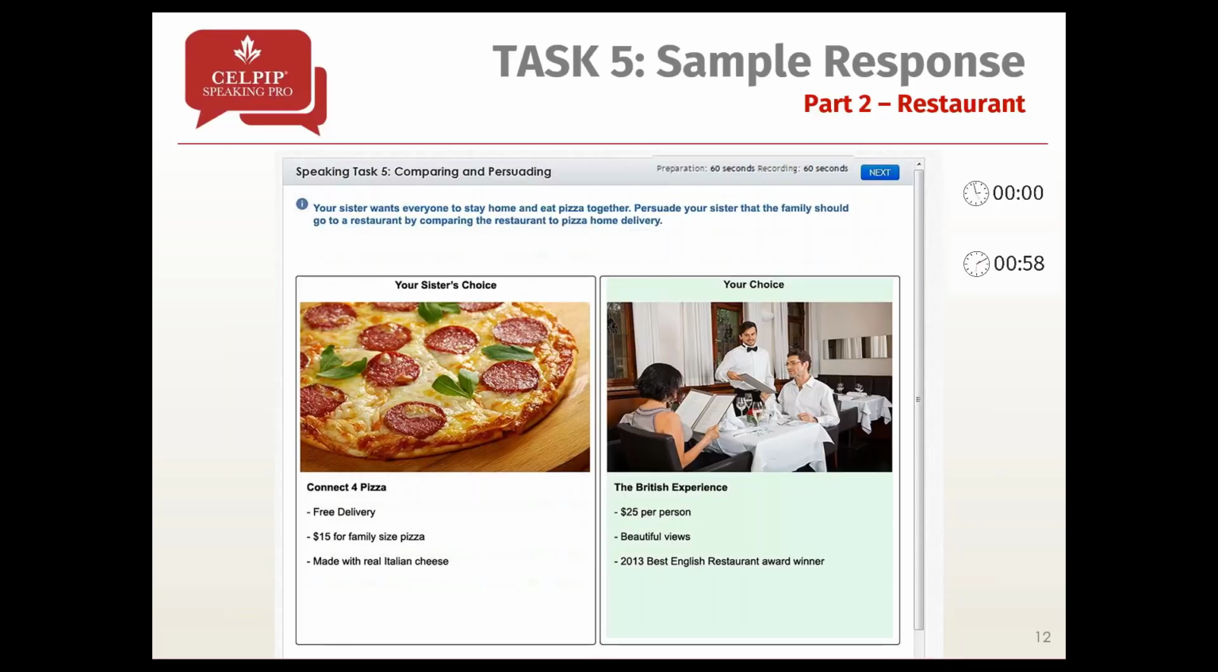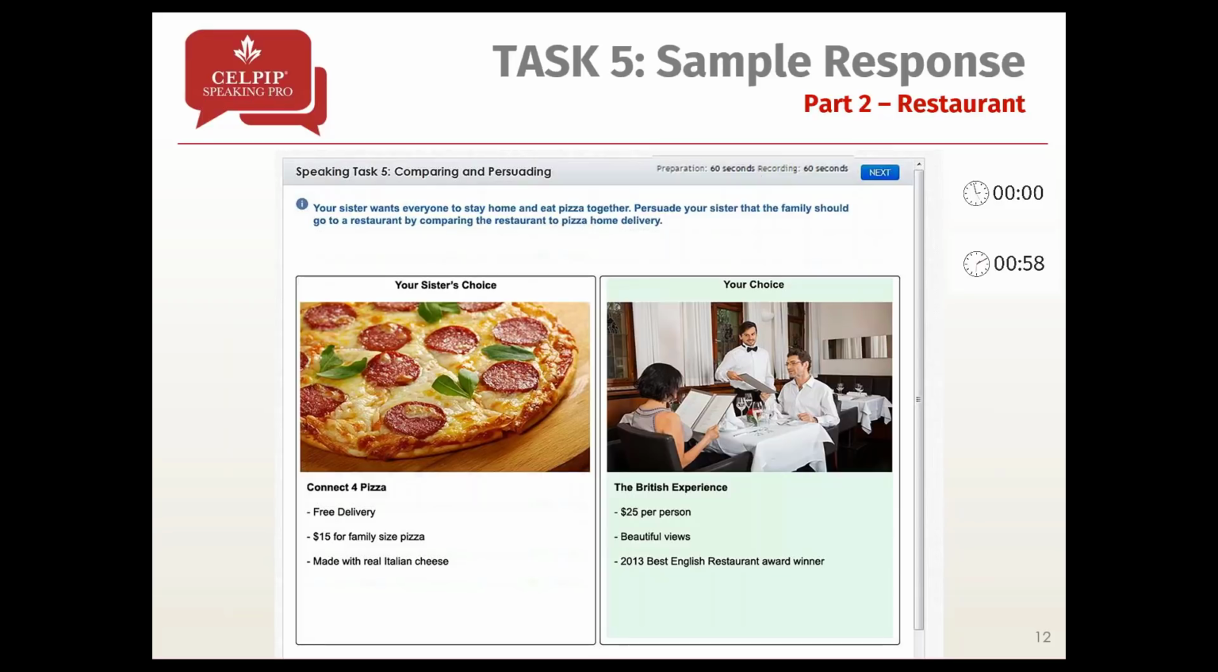So one thing I will suggest is when you are giving your response, try not to just mechanically go through the list. Like, you don't want your response to say, well, Ellen, I really think the British experience is a better choice. It's $25 per person, it has beautiful views, and it won the 2013 Best English Restaurant Award. No, instead what you want to do is reinterpret things in your own way, right?